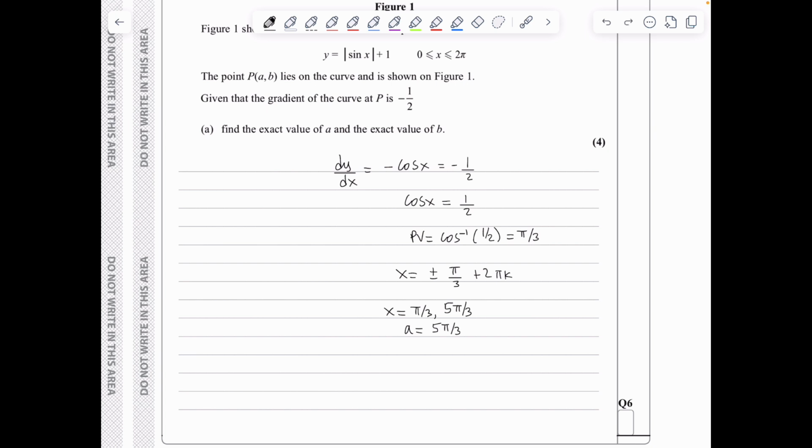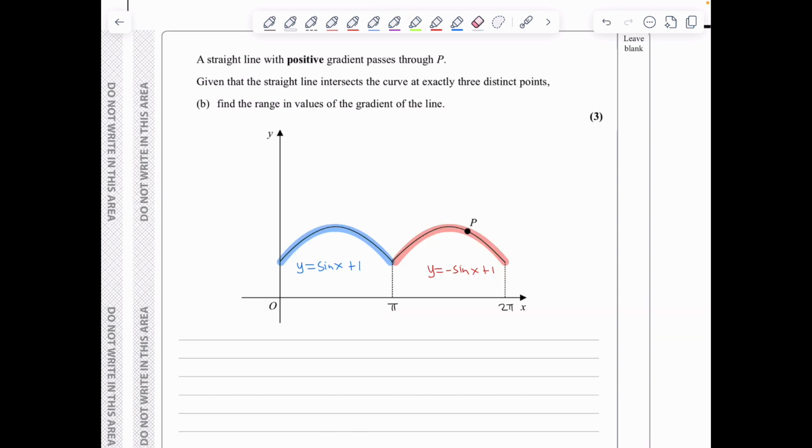And for the y coordinate B, I will evaluate this when x is 5 pi over 3, so it's minus sine of 5 pi over 3 plus 1, which leads to an answer of B being root 3 over 2 plus 1. We then have that the straight line with positive gradient passes through the point P, and we know that this straight line is intersecting at exactly 3 distinct points, and we need to find the range in values of the gradient of the line.